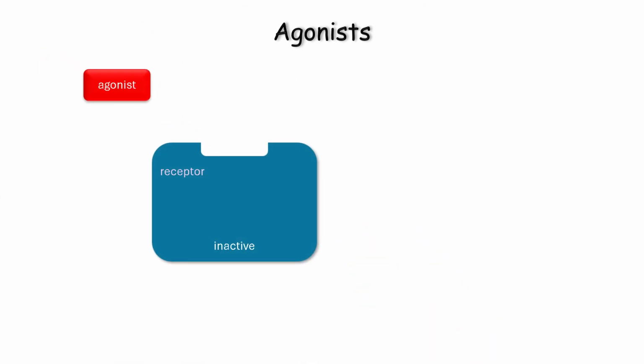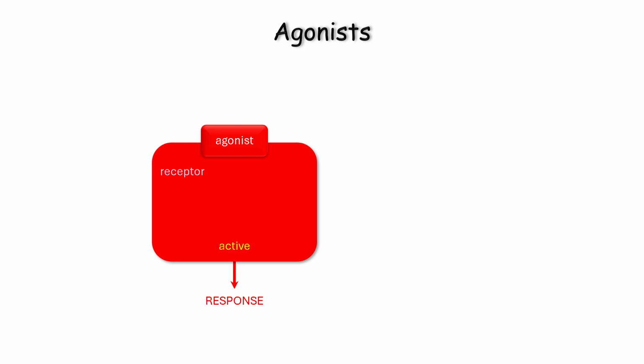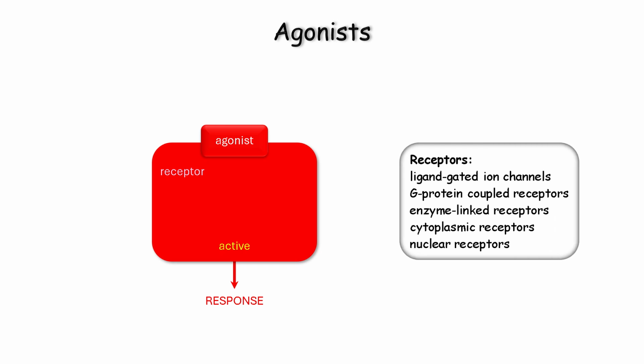Agonist drugs bind to the receptor site on an inactive protein. That causes a conformational change in the protein, which causes it to become active and generate a cellular response. The type of response depends on the nature of the receptor protein, which can be a ligand-gated ion channel, a G-protein coupled receptor, an enzyme-linked receptor, a cytoplasmic receptor such as a steroid receptor, or a nuclear receptor.